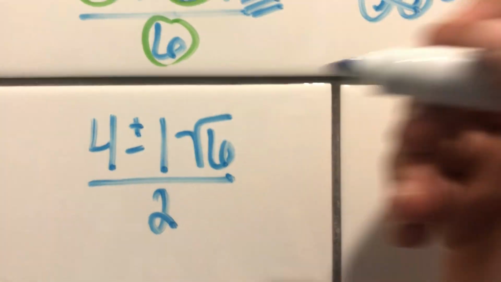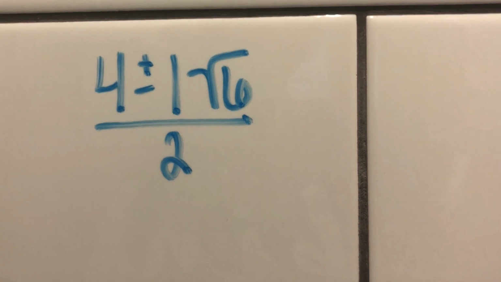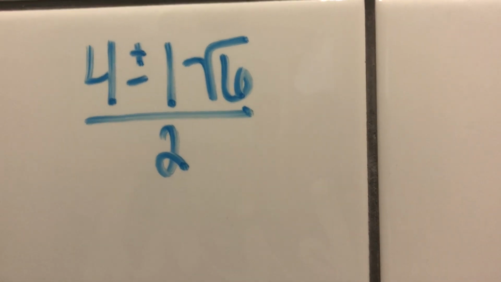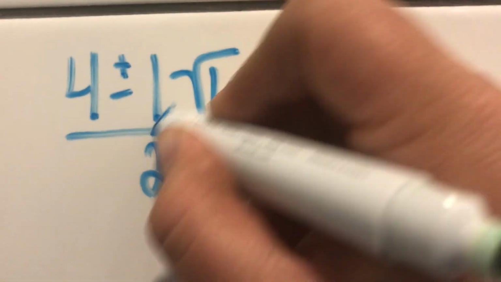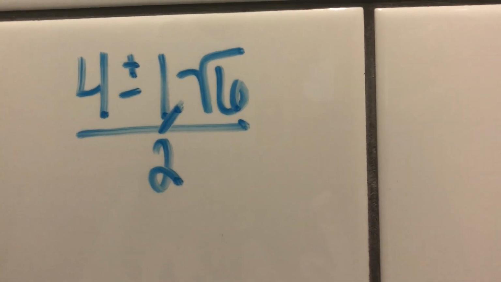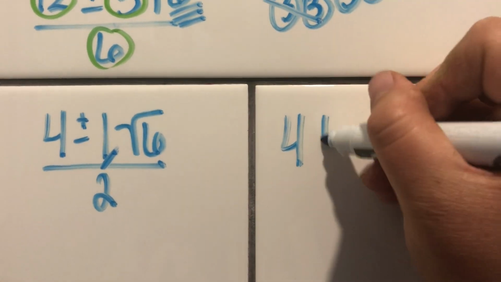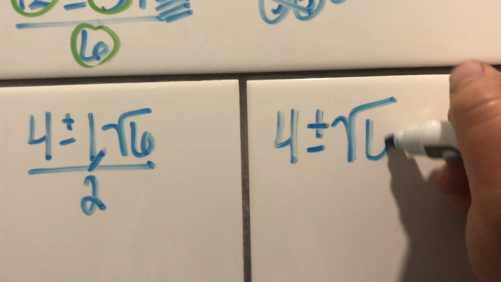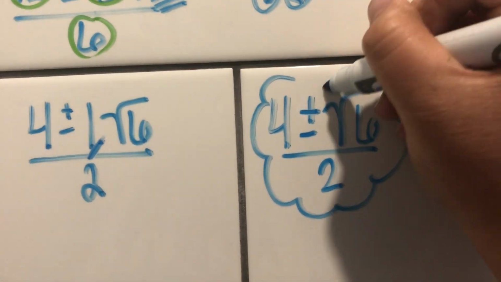Now this 1 out front, you do not need to write. If we were in school, I'd tell you if it makes you feel better, you can hang on to it, keep it for now. I would say just to simplify it, take it out of there. If it makes you feel comfortable, again, keep it. But the best way to write this is going to be 4 plus or minus root 6 over 2, and that would be your answer.